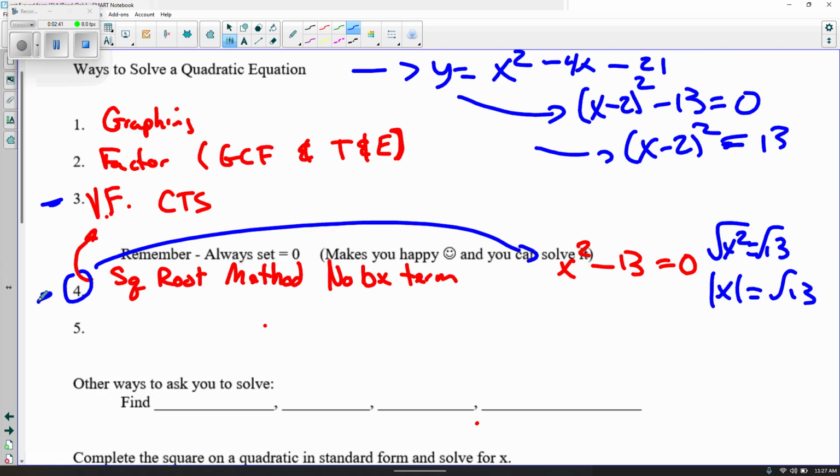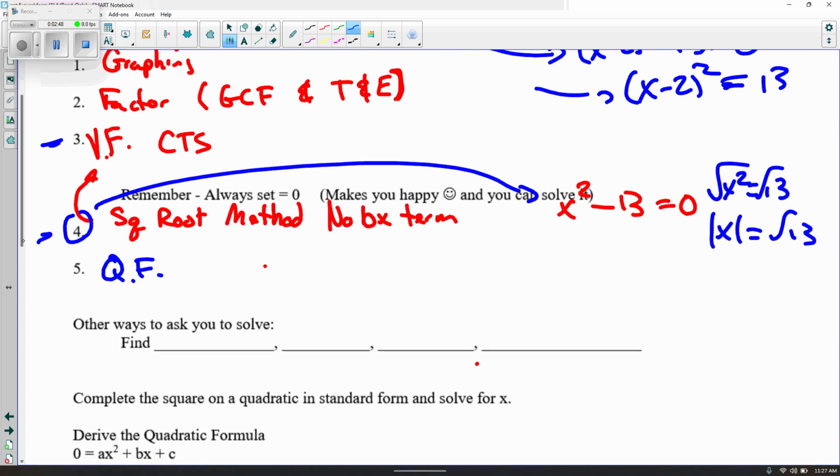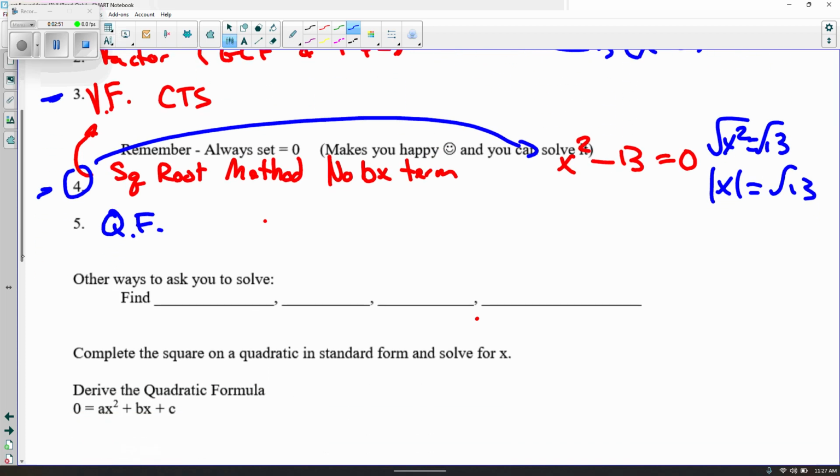All right, number 5. Anybody know number 5? That's right. It is the quadratic formula. Now, when we're solving, what are the 4 different words that we can use for solving? Find the roots. Find the x-intercept. I heard zeros. What's the other one? Solutions. So all of those words mean the same thing.